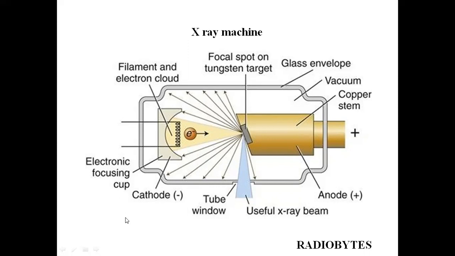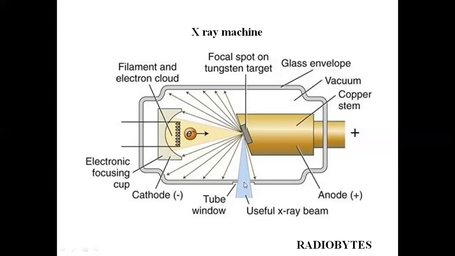As the power supply is switched on to the X-ray machine, this tungsten filament will be heated to red hot. It will start expelling electrons, and this molybdenum cup is also negatively charged, and the electrons produced by the tungsten filament are also negatively charged. So the work of this molybdenum focusing cup is to repel the electrons produced by the tungsten filament towards the tungsten target. As they strike the target, we will get X-rays, and these X-rays will exit the X-ray machine via the tube window.